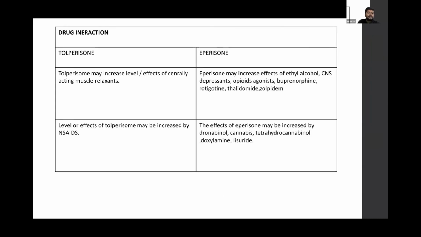Drug interaction: tolperisone may increase the level of other centrally acting muscle relaxants, and the level or effect of tolperisone may be increased by NSAIDs. For eperisone, it may increase the effect of ethanol, alcohol, CNS depression, opioid agonists, buprenorphine, thalidomide, and zolpidem. And the effect of eperisone may be increased by dronabinol, cannabis, tetrahydrocannabinol, doxylamine, and lisuride.